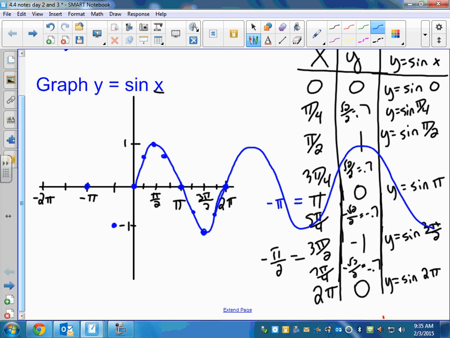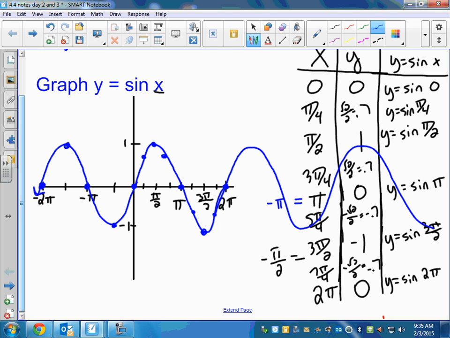What's going to happen at negative 3 pi halves? Where's that going to go? Up to 1. And then negative 2 pi is the same as positive 2 pi, back to 0. And now that I know the shape is this lovely smooth curve, you don't really necessarily have to graph the decimals in between. I can just make my lovely graph like this.